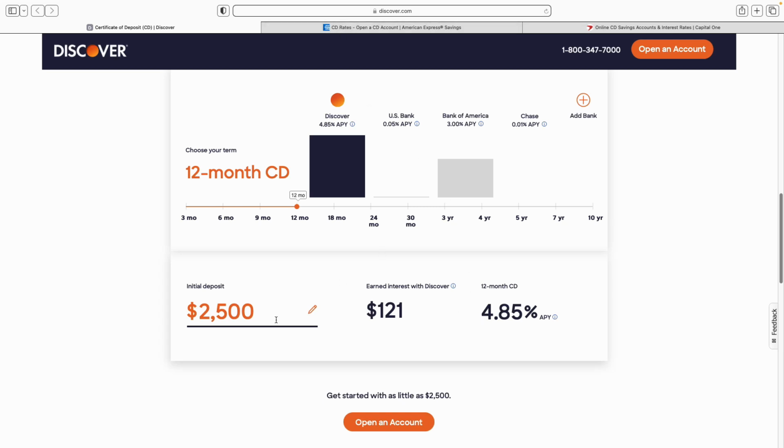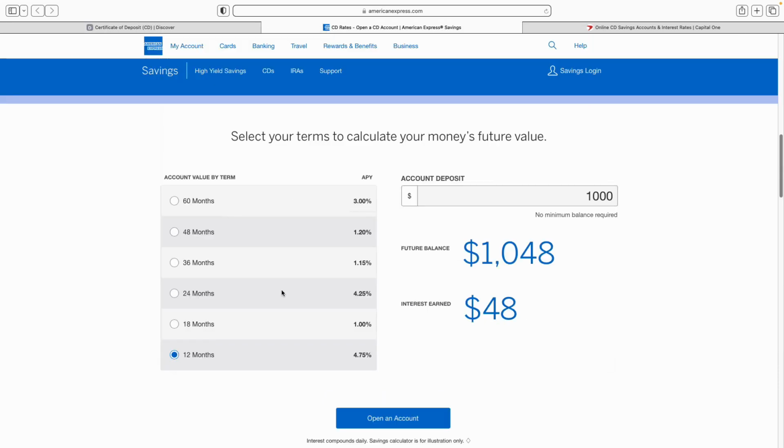So let's go to, say, American Express and also look at 12 months, which is 1 year. We see that the APY is different. Essentially, I'm not comparing APYs to say which one is better, but rather I want to show you how the APY works.